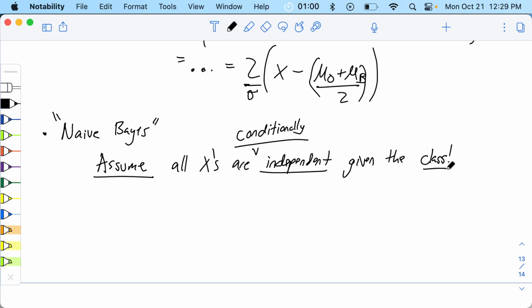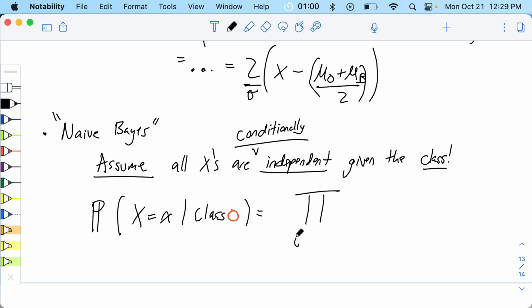And what does independence mean? It means that if you ask what is the probability of some x value given the class, let's say the orange class, then you can calculate the probability as a product of things. So this will factor into the product from i equals 1 to the dimension, of the probability that x equals x_i given class O.